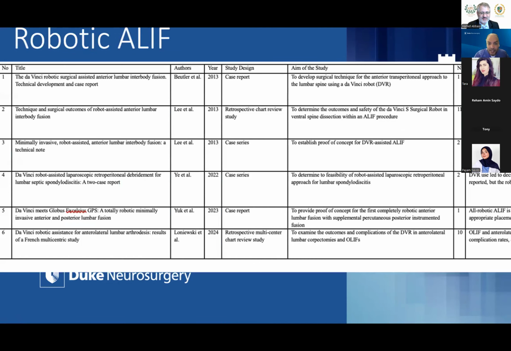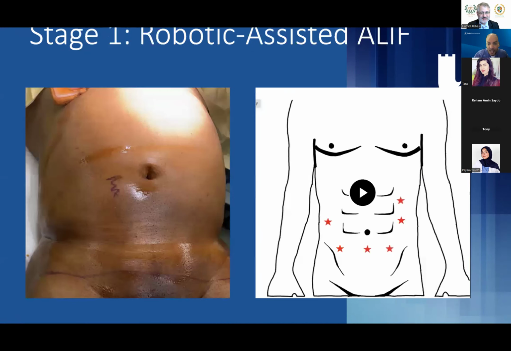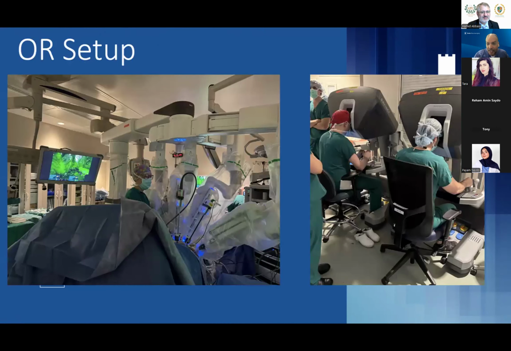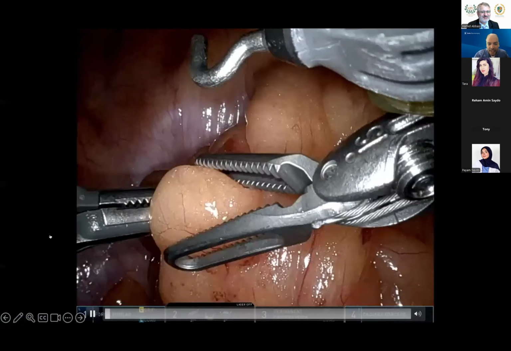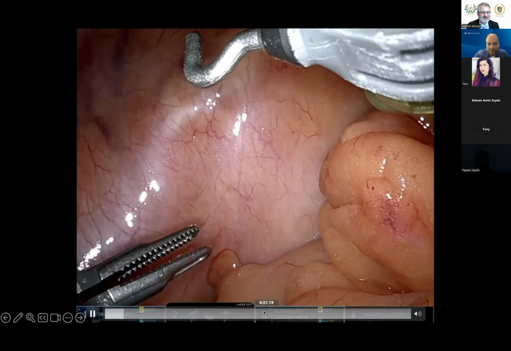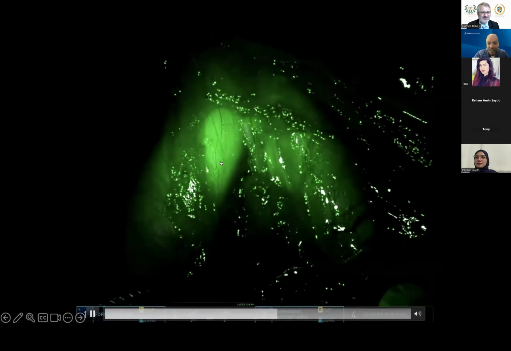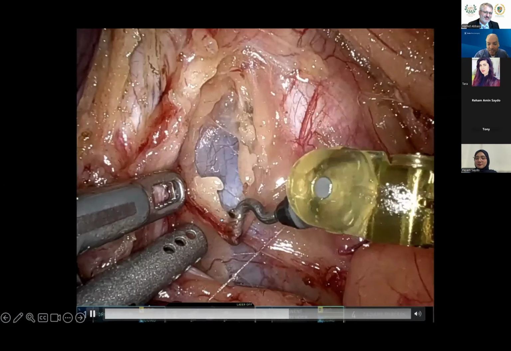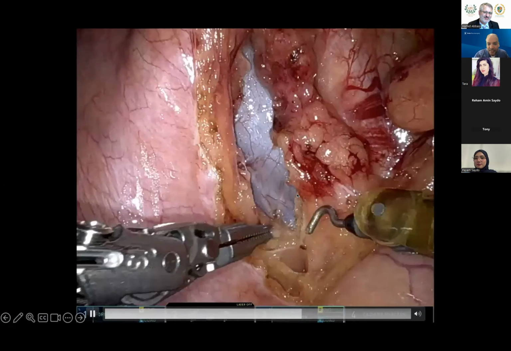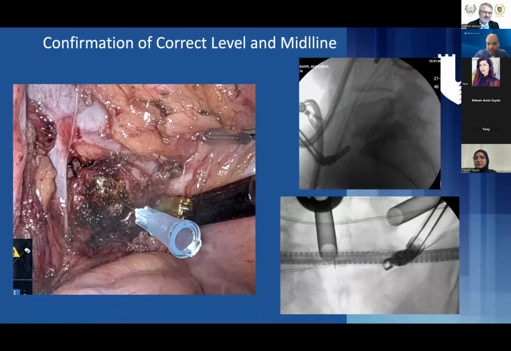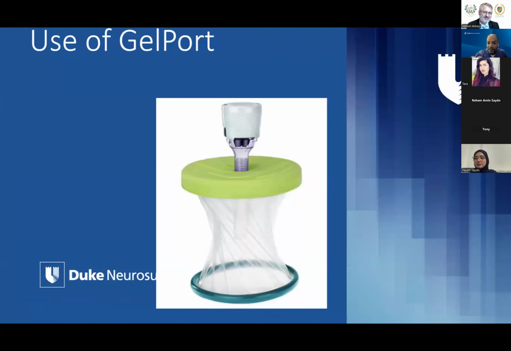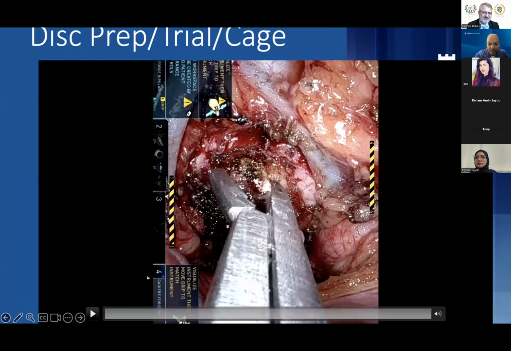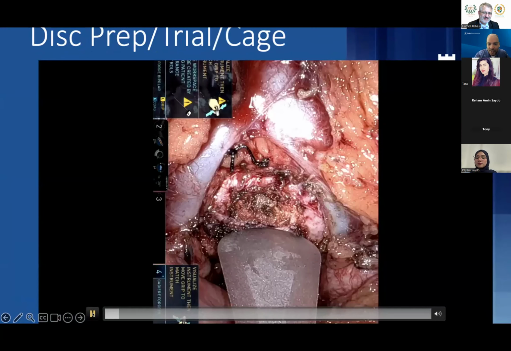Only a few case reports have been published. Basically, the surgeon is sitting over here with these end effectors at the patient, and then they're able to get us access to L5-S1, completely laparoscopic. For the neurosurgeons, this is using ICG to make sure that we're clear of the iliac vessels. Here we are making sure that we're at L5-S1. Then they actually open up one of the small ports and give us this direct entrance into L5-S1. And then here we are doing the L5-S1 ALIF.